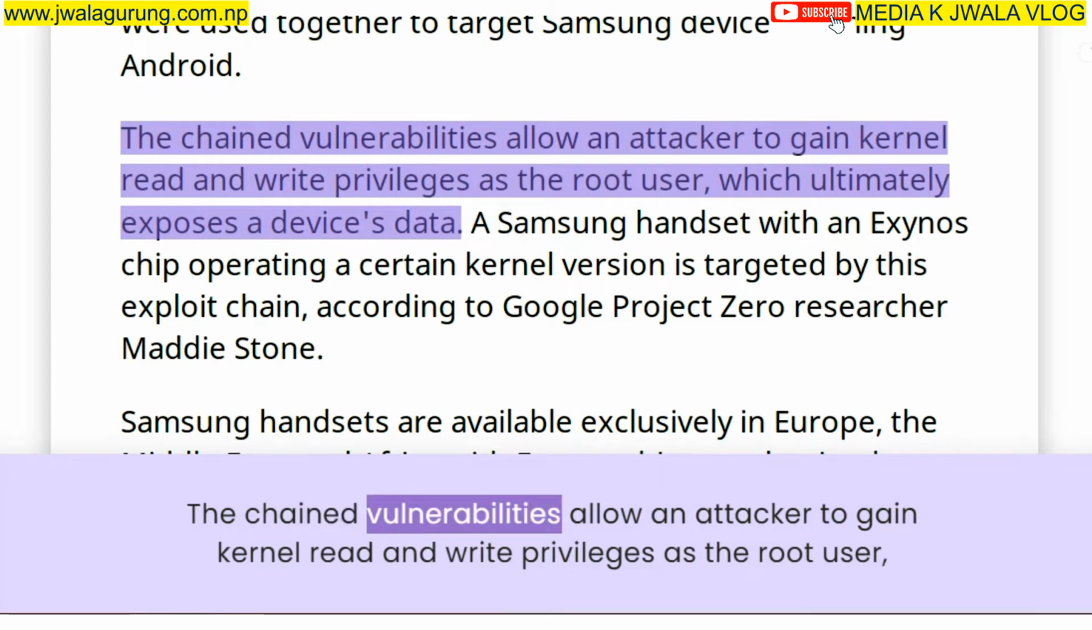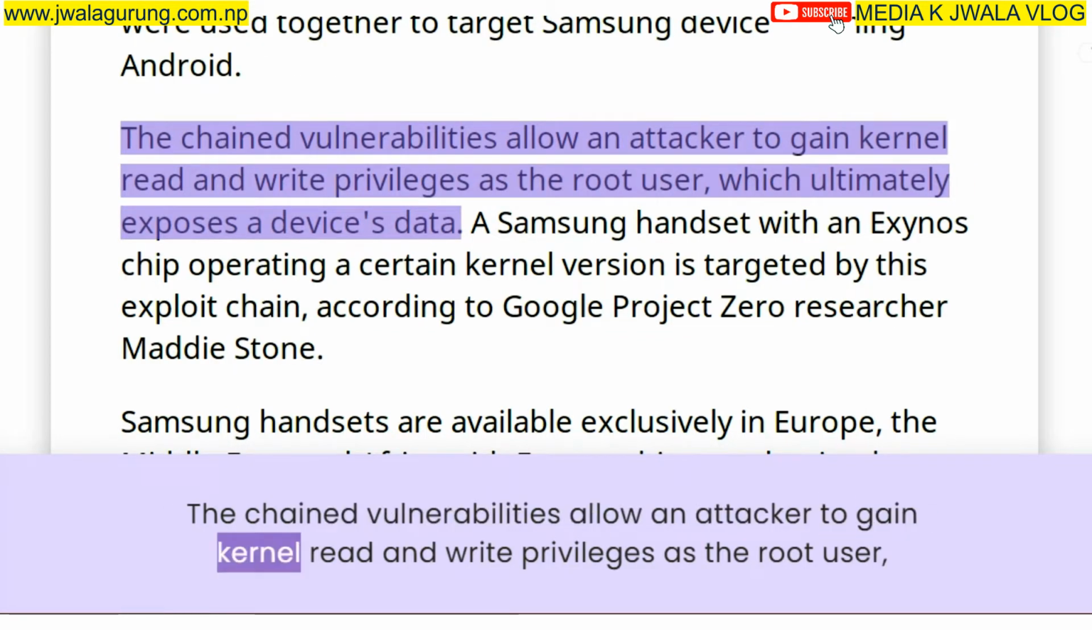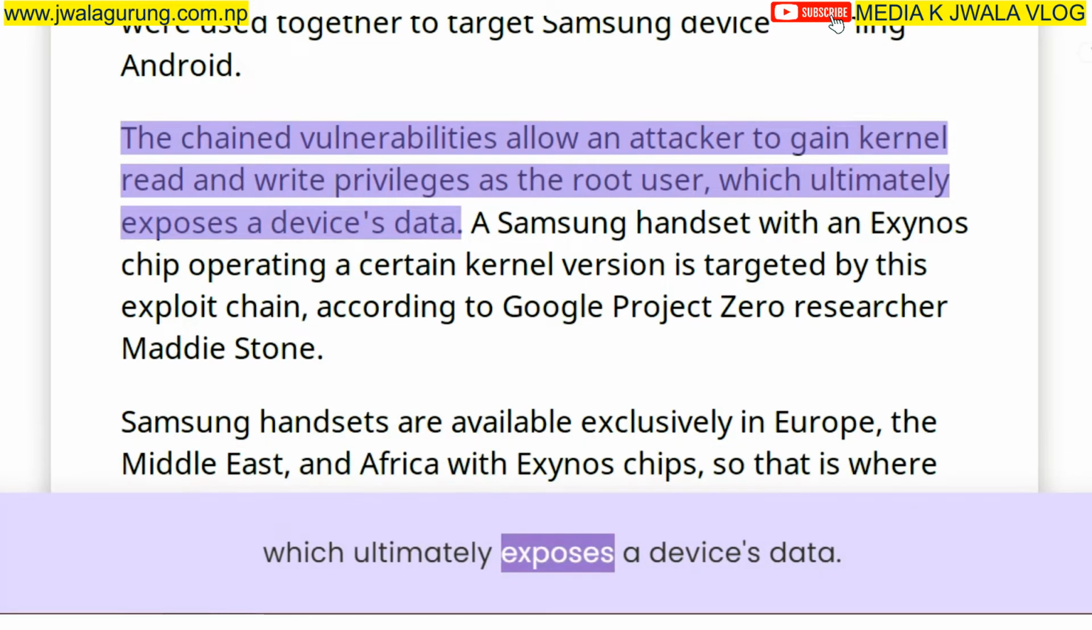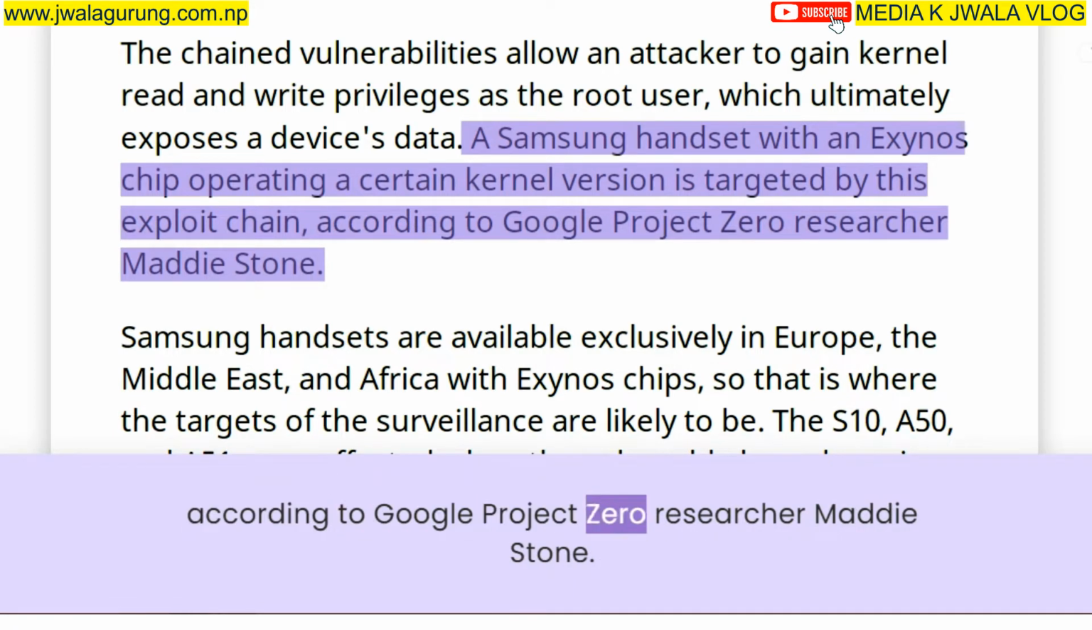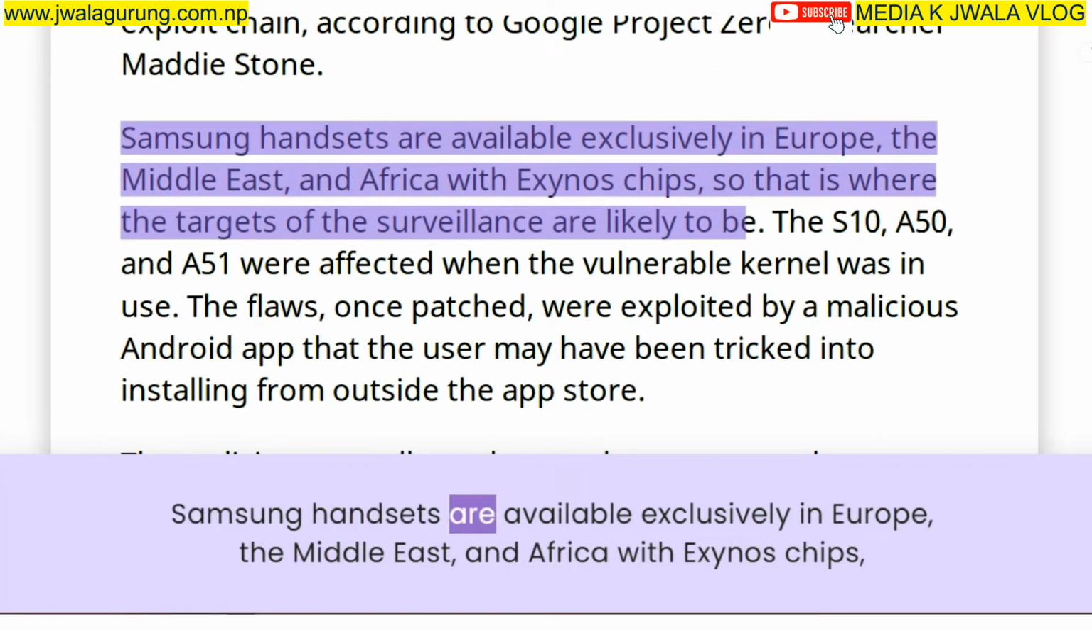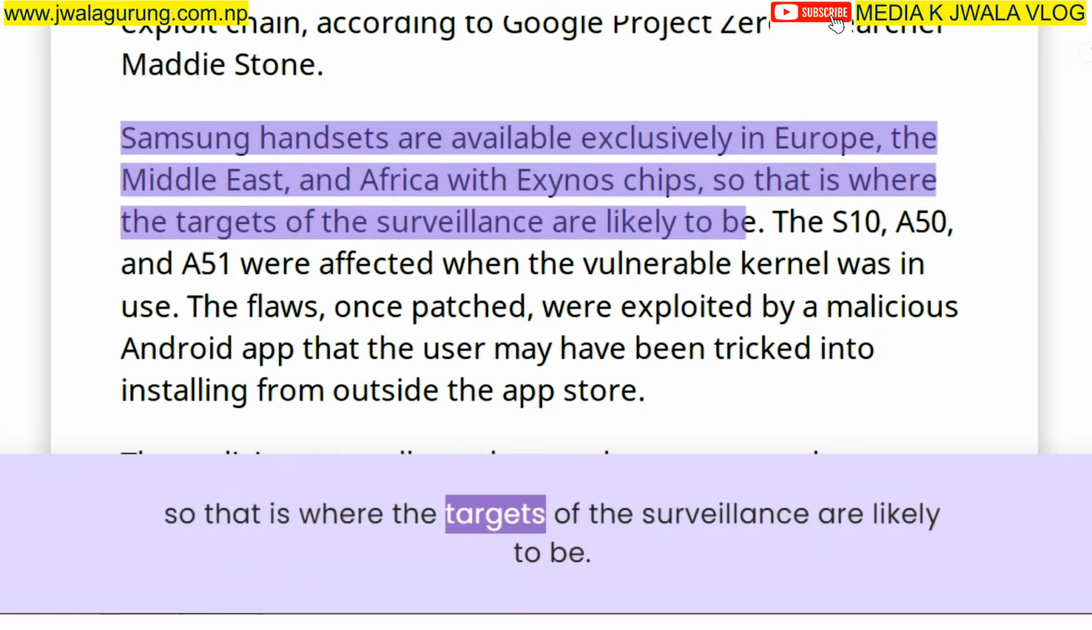The chained vulnerabilities allow an attacker to gain kernel read and write privileges as the root user, which ultimately exposes a device's data. A Samsung handset with an Exynos chip operating a certain kernel version is targeted by this exploit chain, according to Google Project Zero researcher Maddie Stone. Samsung handsets are available exclusively in Europe, the Middle East, and Africa with Exynos chips, so that is where the targets of the surveillance are likely to be.